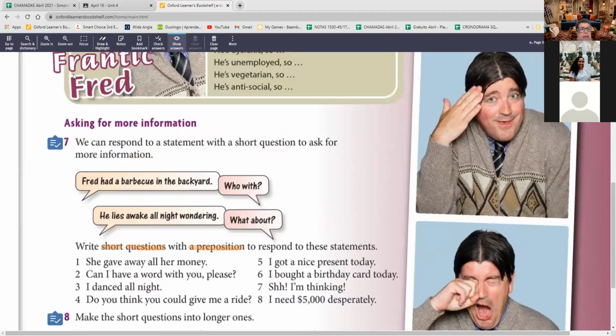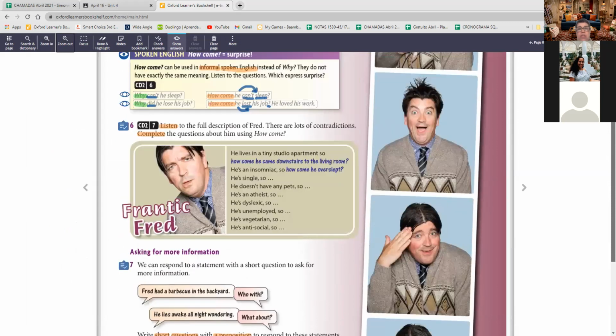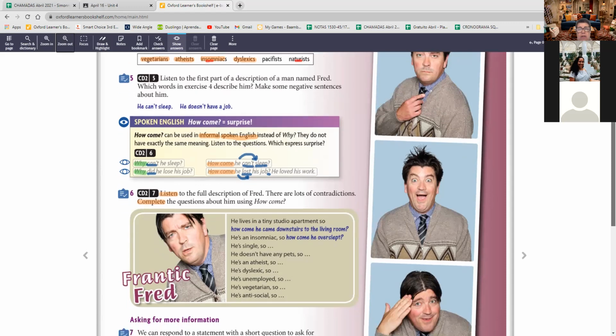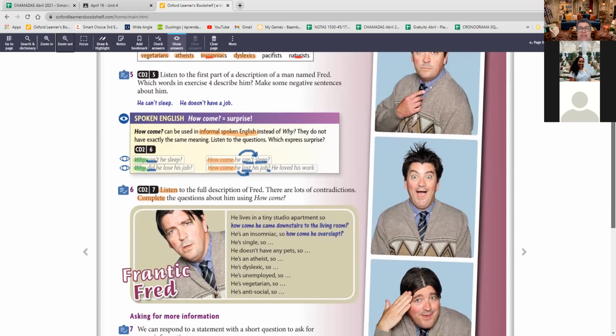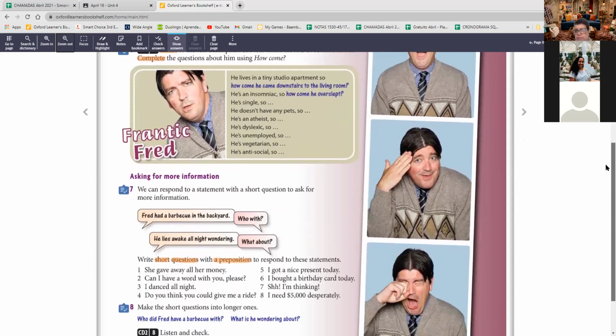Okay, so on this page, guys, we learned a lot about questions with prepositions. And we also saw some questions with how come and why, the difference, okay? When to use why, the meaning, when to use how come, and the meaning. Usually when we are expressing surprise, or maybe disbelief, okay? All right, do you have any other questions about this page?